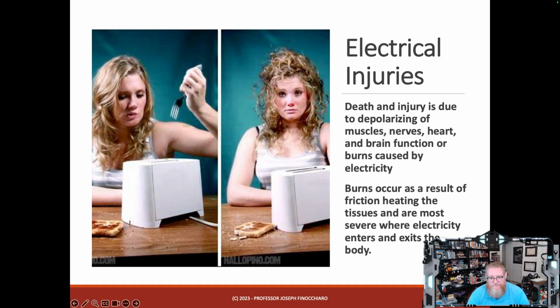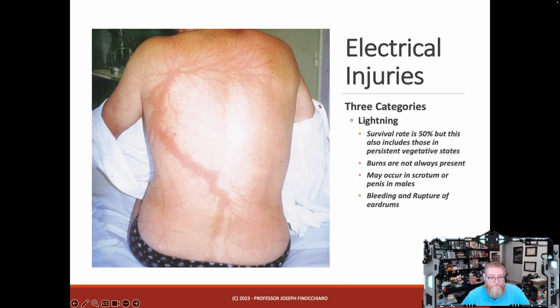Electrical injuries. Death and injury due to depolarizing of muscles, nerves, and heart and brain function, or burns caused by electricity. Burns occur as a result of friction heating the tissues and are most severe where electricity enters and exits the body. That's very, very important. The burn is most severe where the electricity goes in and where the electricity comes out.